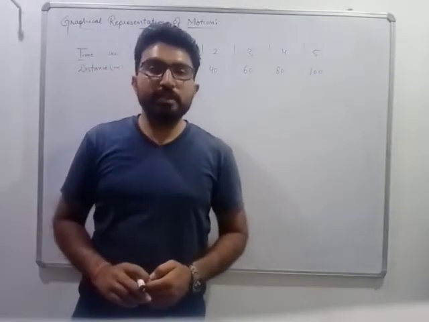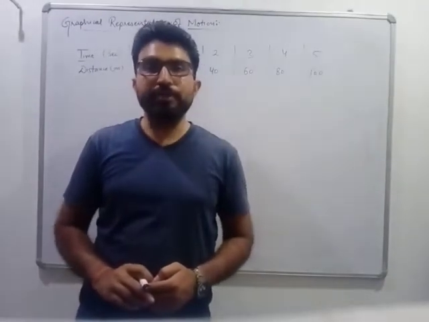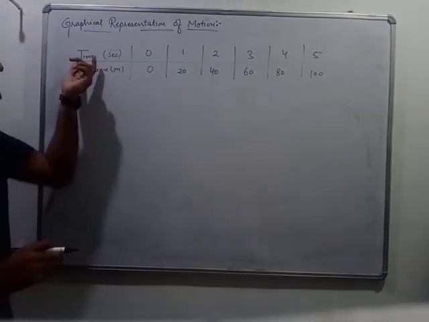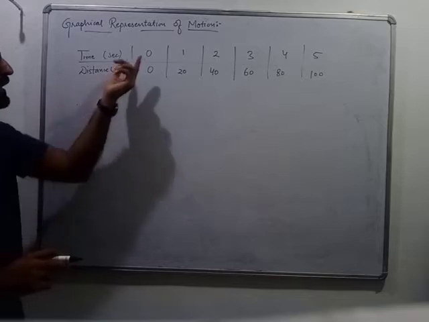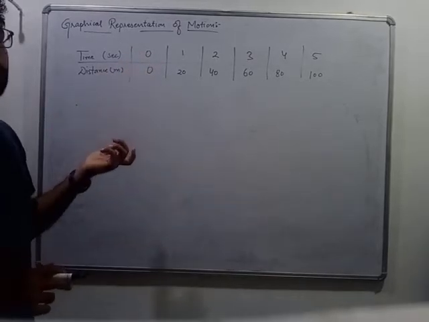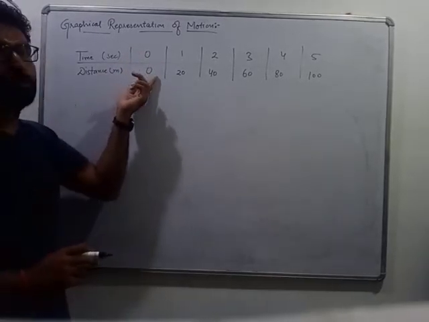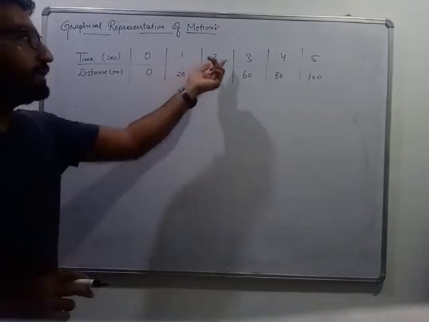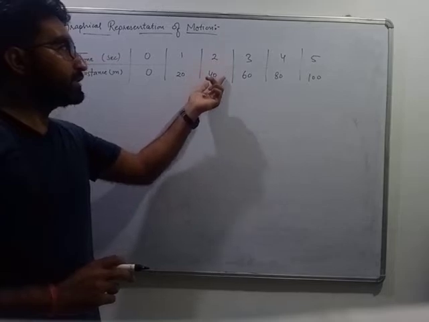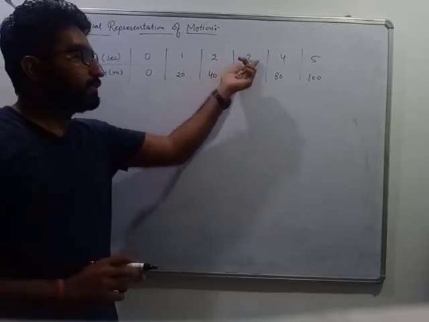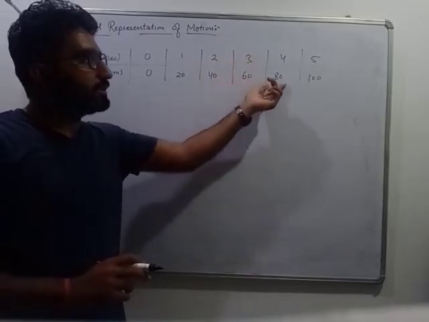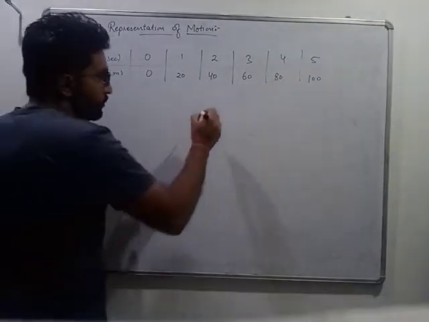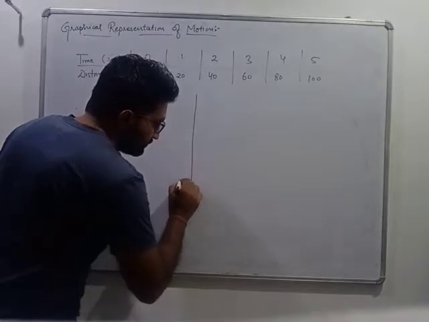Now we are taking our second case, when the body is in motion. We are taking some coordinates for the time axis and the distance axis. At time t equals 0, the distance from the origin or the point of observation is 0, and after 1 second the body covers a distance of 20 meter. Similarly, after 2 seconds it covers a distance of 40 meter, after 3 seconds 60 meter, and similarly for the 4th second and 5th second. So let's draw the graph again.